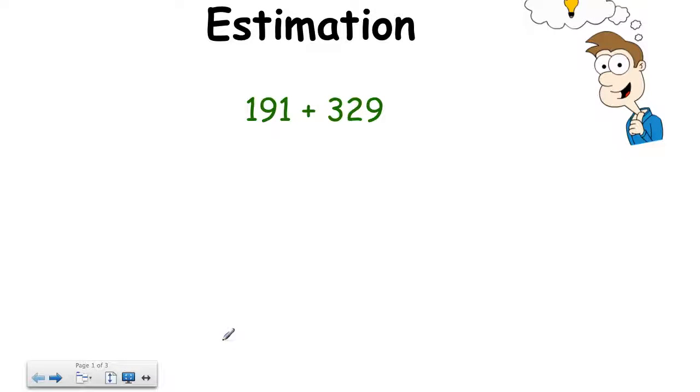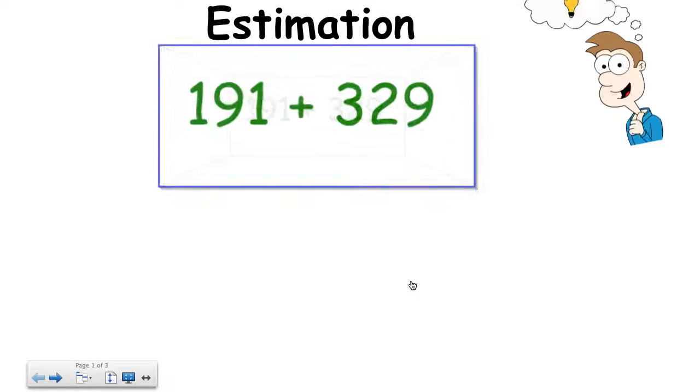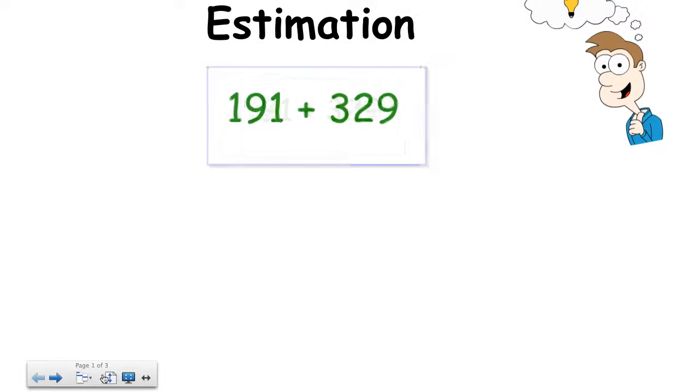I'm going to be talking about 3 different methods children can use in order to solve a particular equation. My equation is right here, 191 plus 329. So the first way we would solve this is by using estimation.